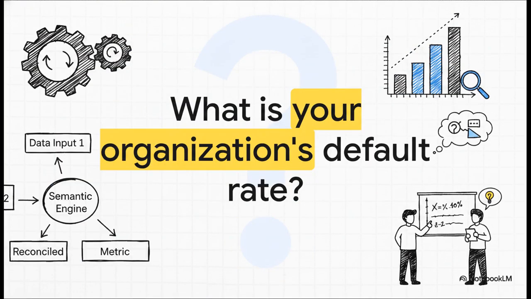Which leaves us with a pretty critical question to consider about your own workplace. Think about your most important metrics right now, the ones reported to the board, the ones that actually drive your strategy. What is your organization's default rate? And who exactly is calculating it? Are you operating with a semantic engine that reconciles the truth? Or are you just arguing over words in a boardroom?